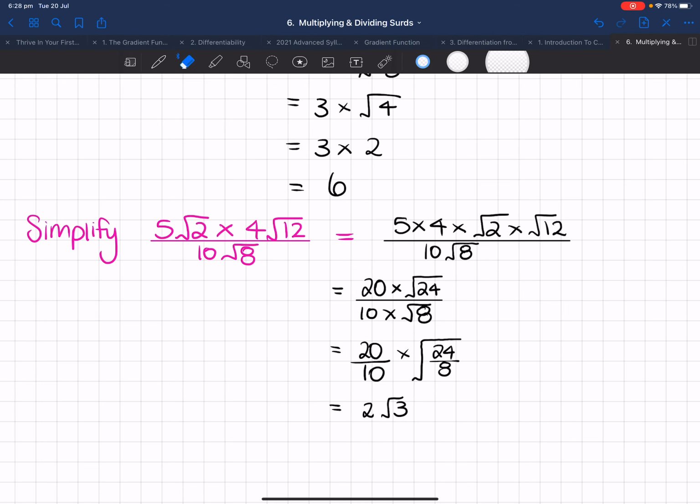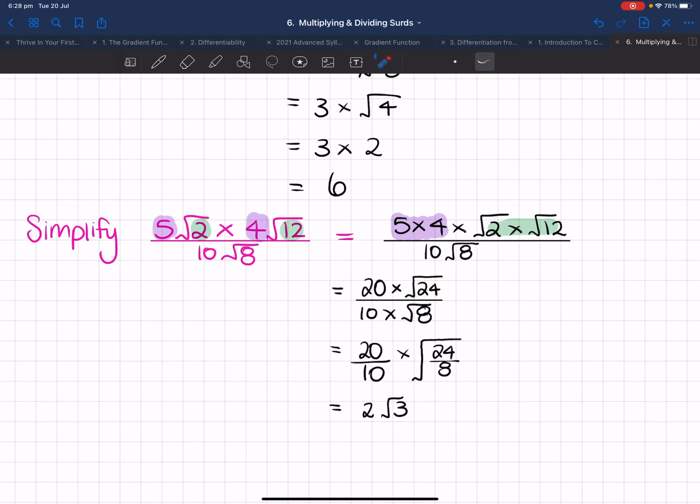Okay, here's a completely different question with a multiplication and division combined. So this is what we're trying to simplify. The first thing you want to do is complete the multiplication on the top. So again, you want to keep the numbers out the front and multiply them together. So we get 5 times 4, and then the numbers underneath the surd, we also multiply them together. So 5 times 4 becomes 20, and then 2 times 12 is 24.